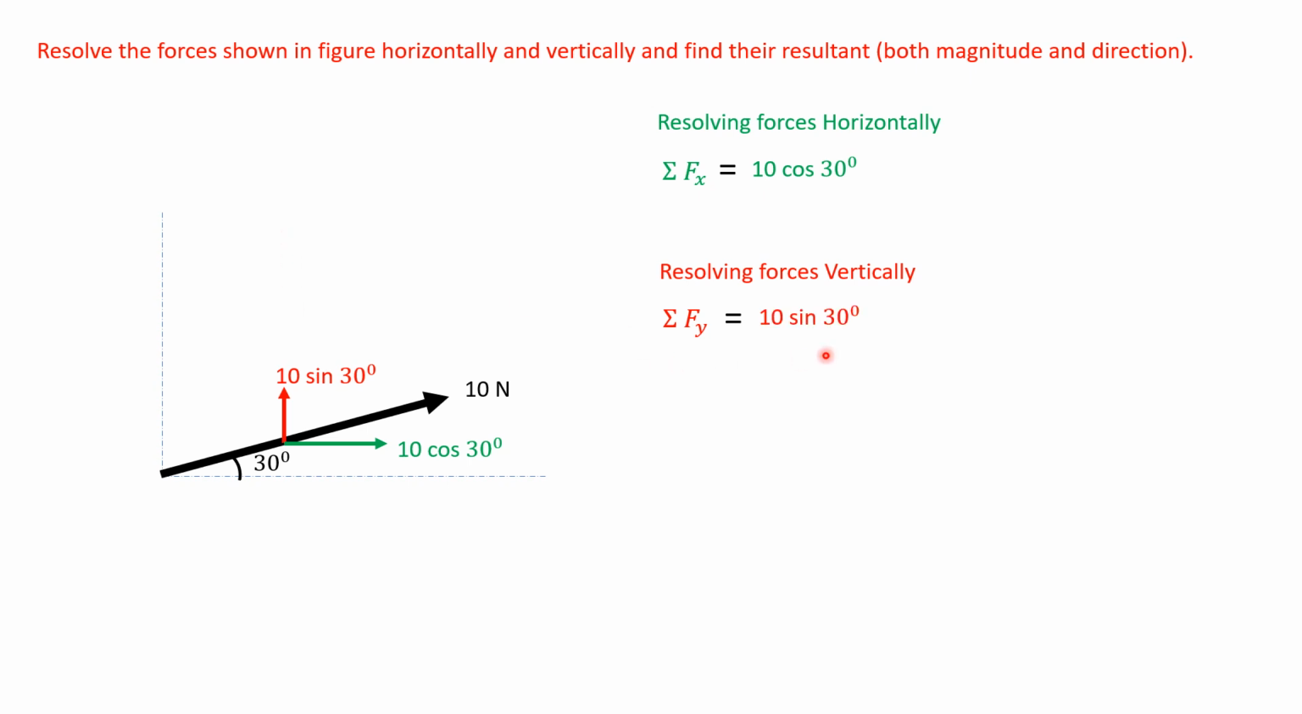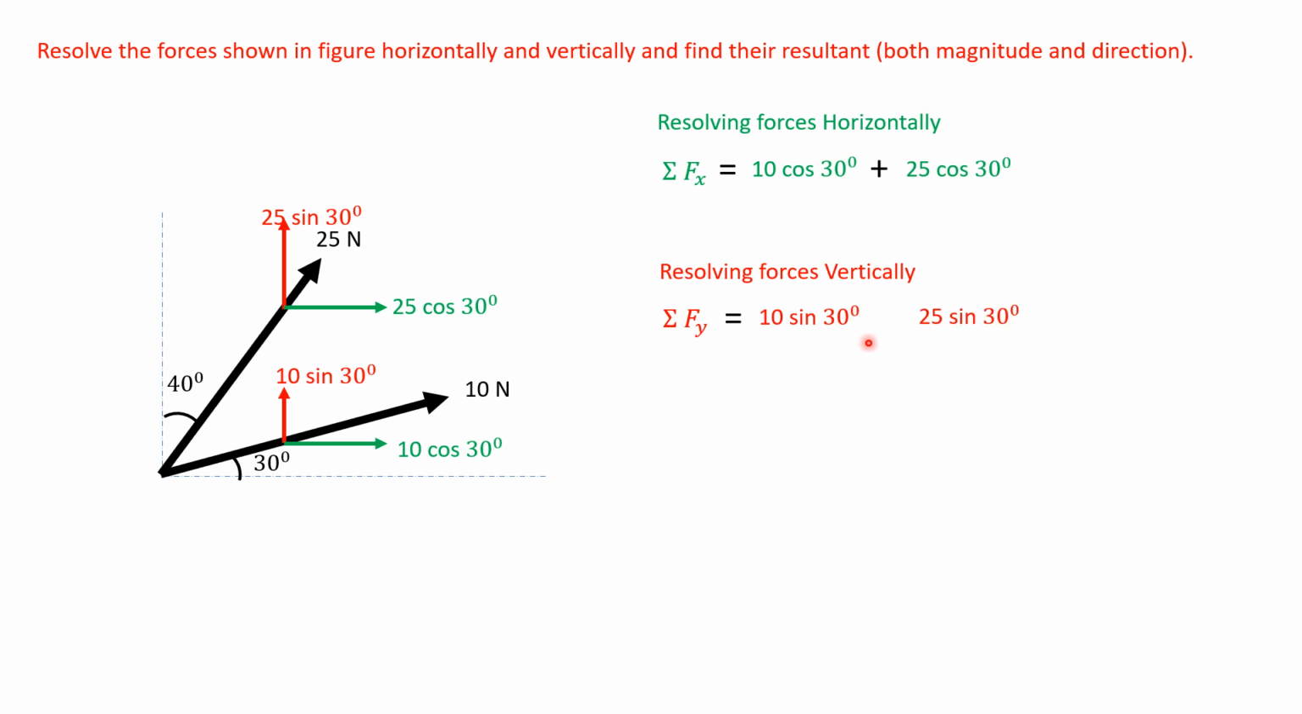Now resolving 25 Newton horizontally, it will be 25 cos 30. It is directed towards the positive x-axis, so 25 cos 30 is positive. Now resolving 25 Newton force vertically, it will be 25 sin 30. It is directed to the positive y-axis, so 25 sin 30 is positive.